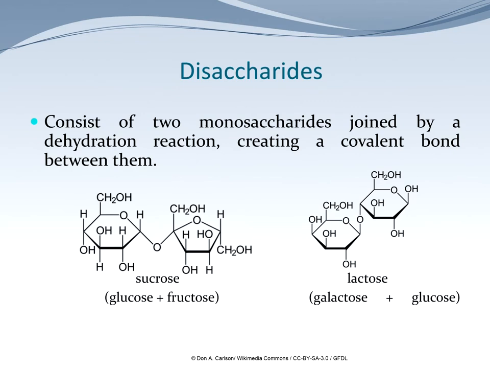A disaccharide consists of 2 monosaccharides joined by a dehydration reaction, creating a covalent bond between them. Table sugar or sucrose is a disaccharide that consists of 1 glucose and 1 fructose. Lactose, which is the disaccharide found in dairy products, consists of 1 galactose and 1 glucose.